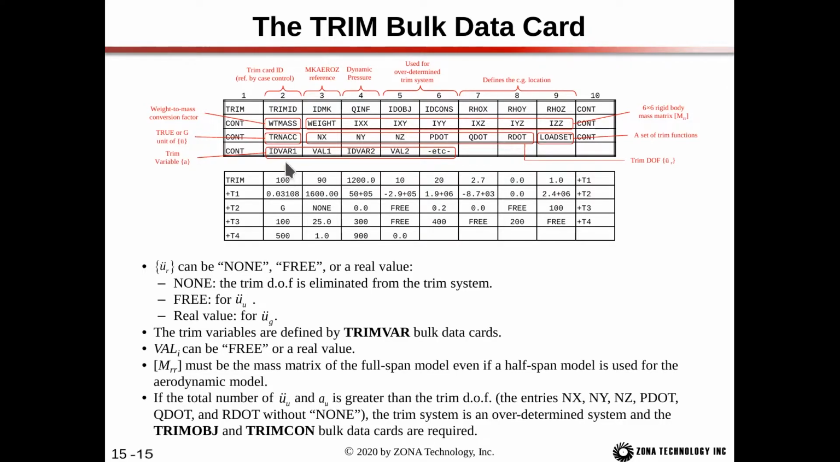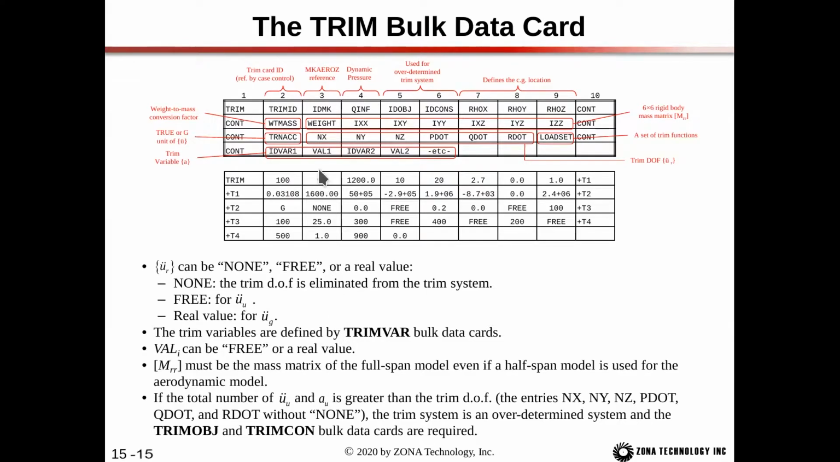And then lastly, our open-ended input are the trim variables, which define the vector A. So ID var refers to the trim var bulk data card, and then the value defines the value of that trim variable. So the value can either be free or it can be a real value to fix the value.